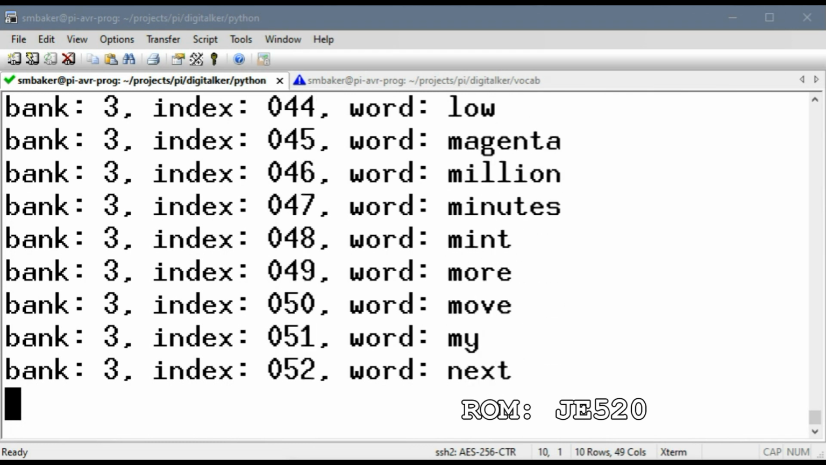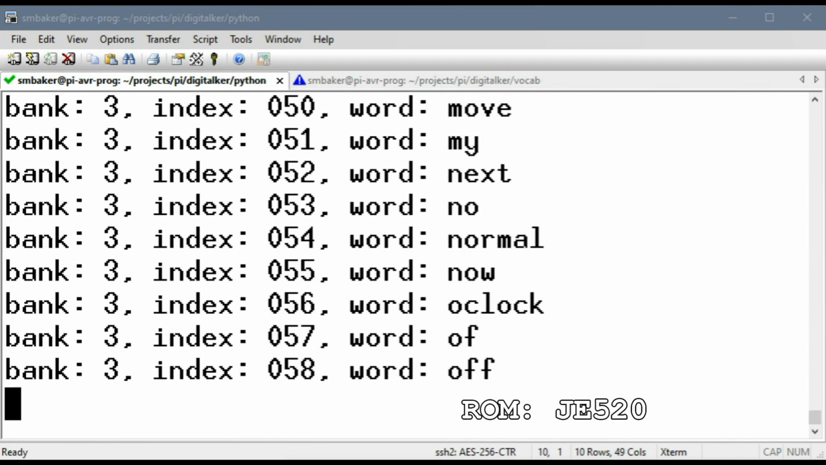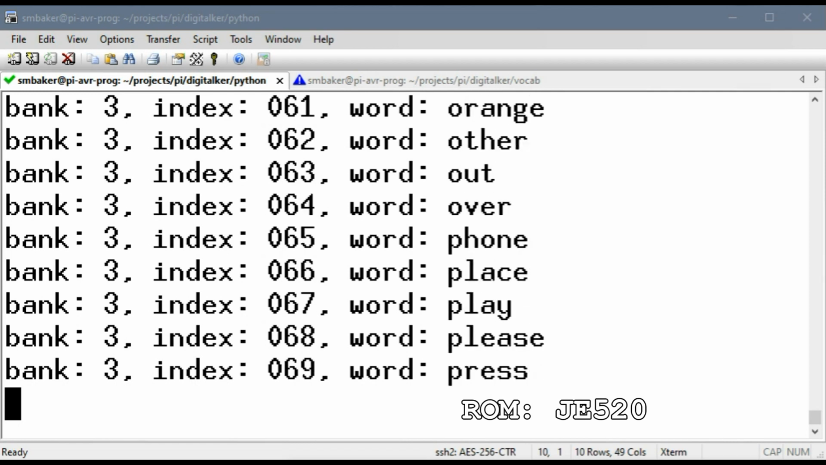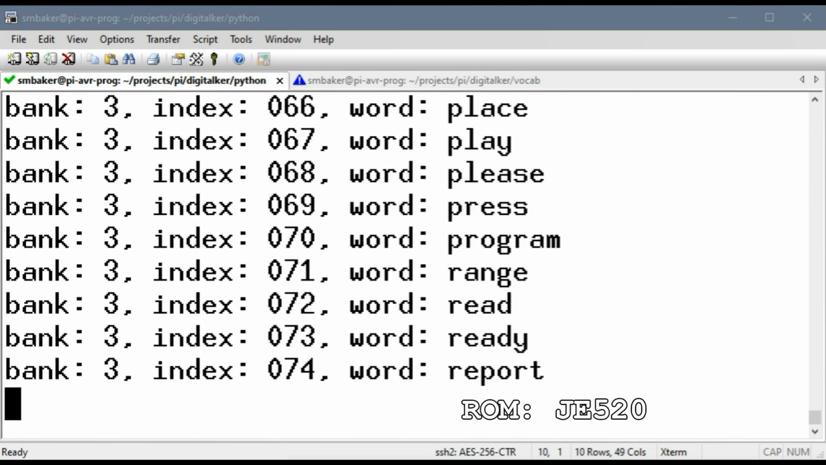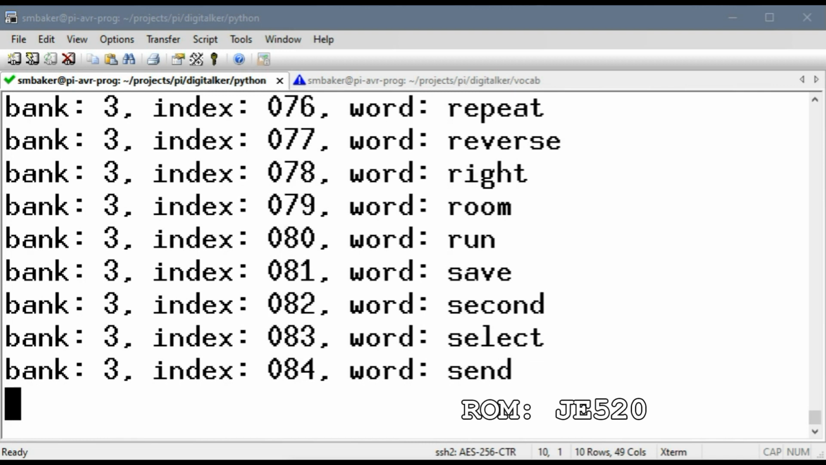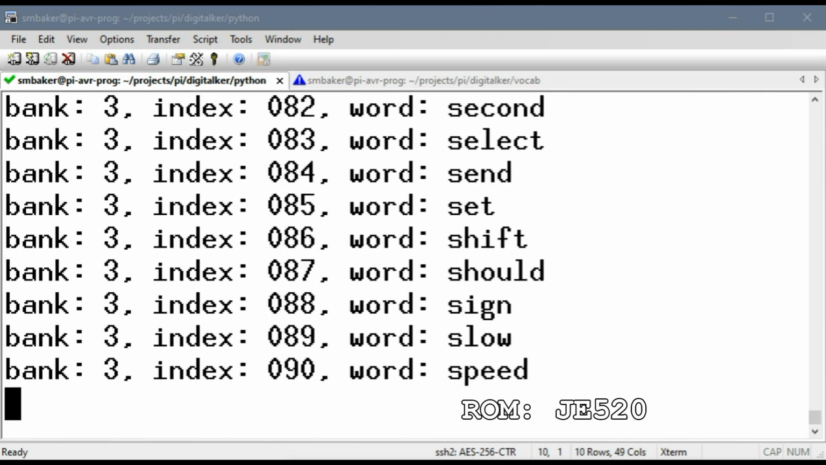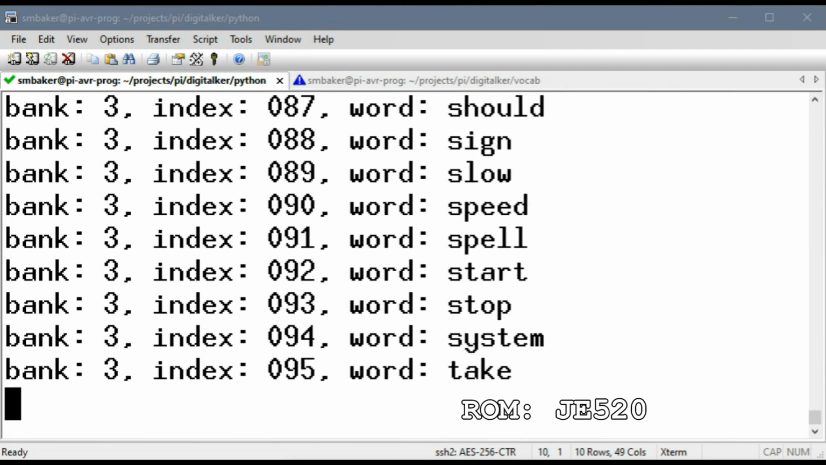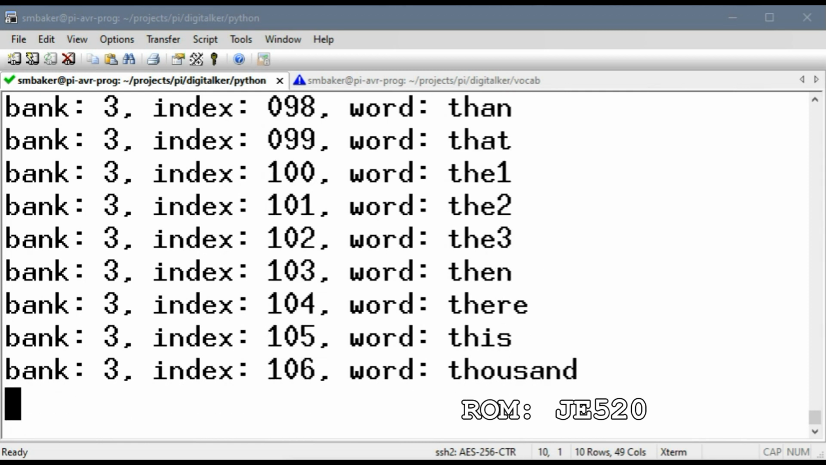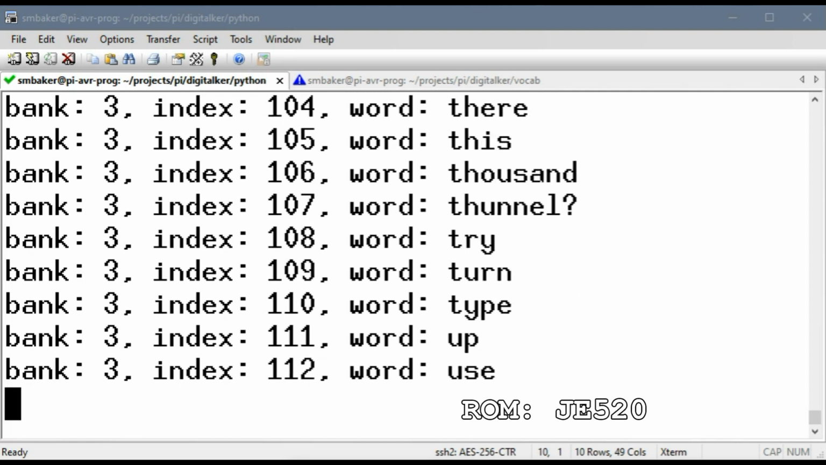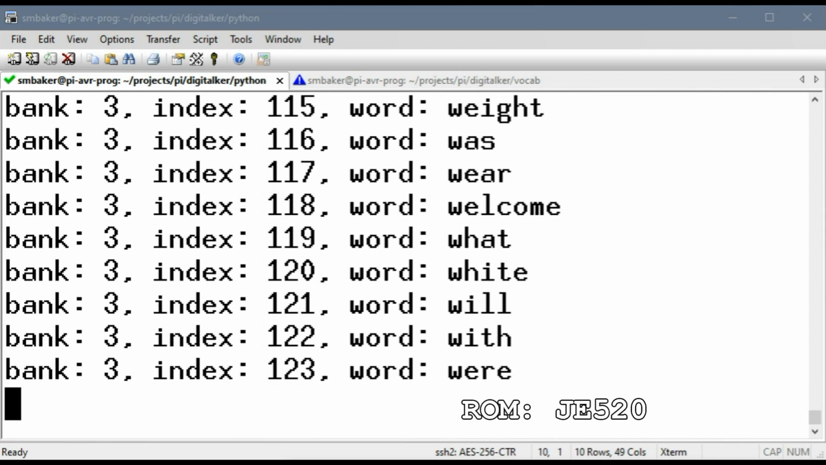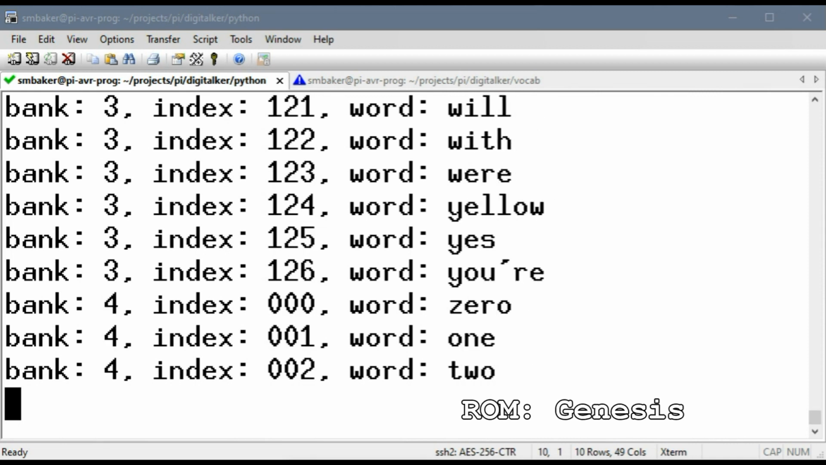Move, my, next, no, normal, now, o'clock, of, off, okay, on, orange, other, out, over, phone, place, play, please, press, program, range, read, ready, record, repeat, reverse, right, room, run, save, second, select, send, set, shift, should, sign, slow, speed, spell, start, stop, system, tape, target, test, then, that, the, there, this, thousand, total, try, turn, type, up, use, violet, voice, wait, was, where, welcome, what, white, will, with, word, yellow, yes, your, 0, 1, 2, 3, 4.